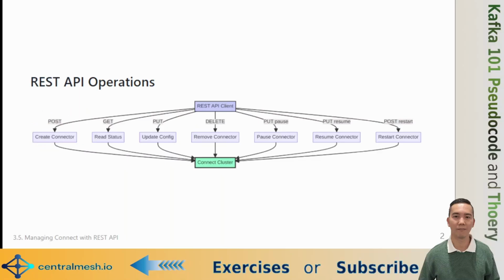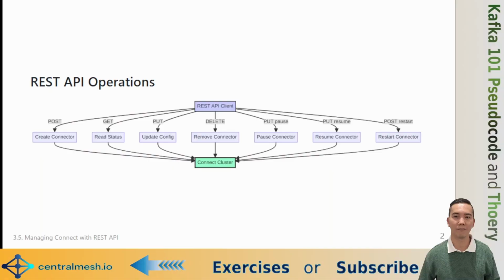This diagram provides a high-level overview of the operations available through the Kafka Connect REST API. Notice every request starts from a REST API client. That client could be a simple curl command, a monitoring application, a deployment pipeline, or even your own custom management portal. The first operation is POST, which creates a brand new connector.